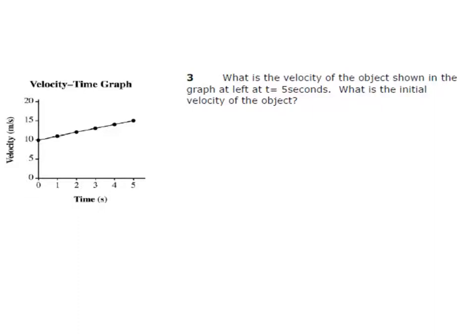Okay, question number 3 says, what is the velocity of the object shown in the graph at left at t equals 5 seconds, and what's the initial velocity? So what we need to do first is go to t equals 5 seconds, so we go straight up there, and then we read straight across on the graph, and you can see that it says 15, and the units are meters per second. So the first part of this is 15 meters per second.